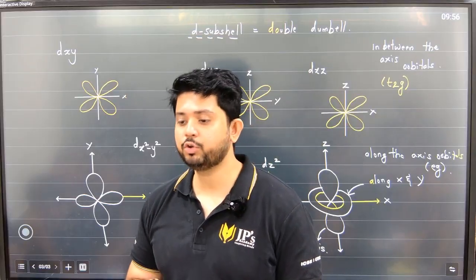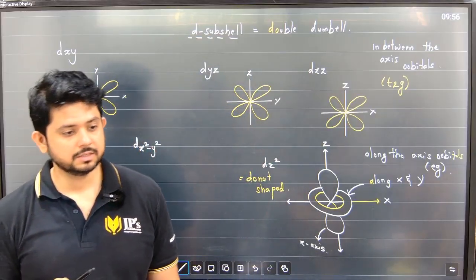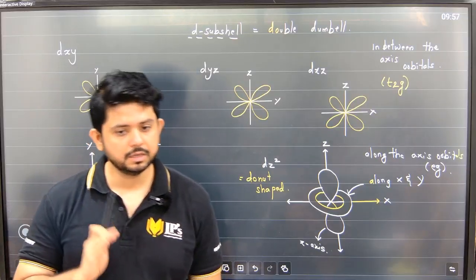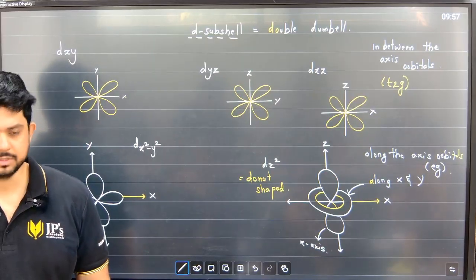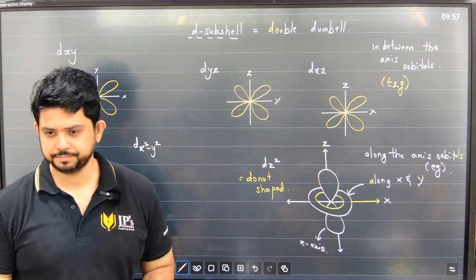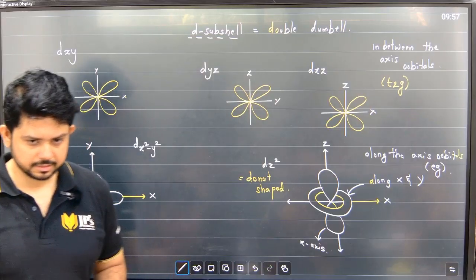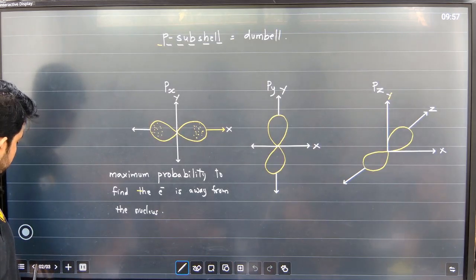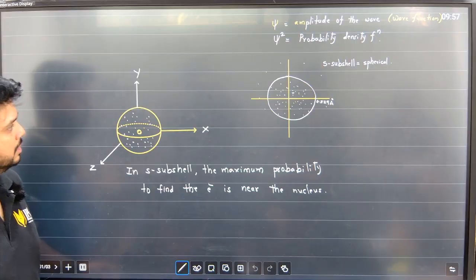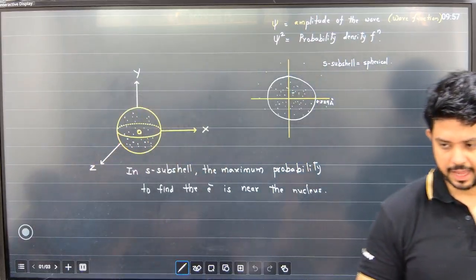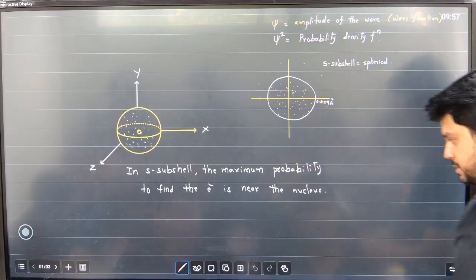F has how many orientations? 7. But the shapes of F are out of scope. They're not in our syllabus. I will show a photo, however, but you don't need to really study them. Did you people get this? Okay, chalo. So quickly copy or write on a new page: shape of atomic orbitals, and start copying this.